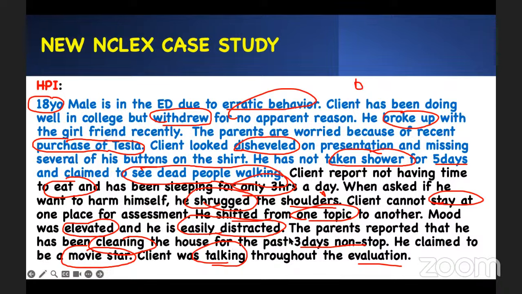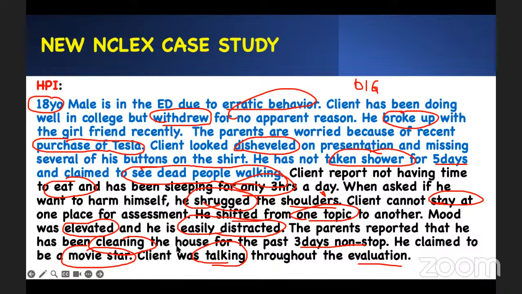I see that he's very impulsive. He's buying things that he's not supposed to buy. He just bought a Tesla, right? I see that he said that what? He's a movie star, grandiosity, right? What else do you see?